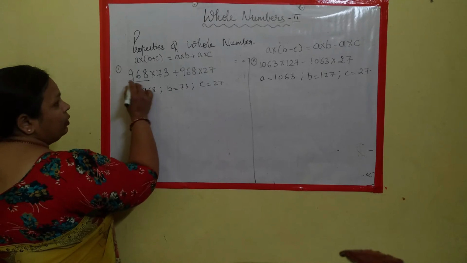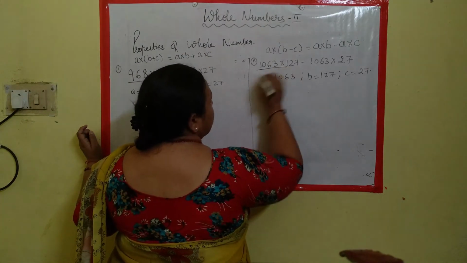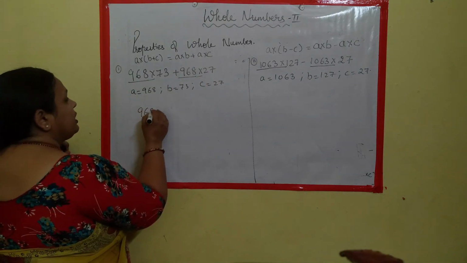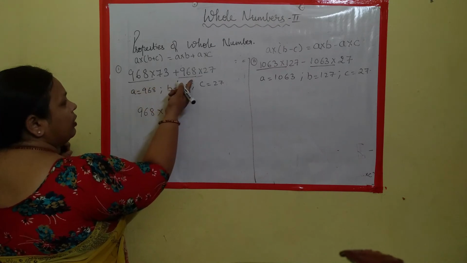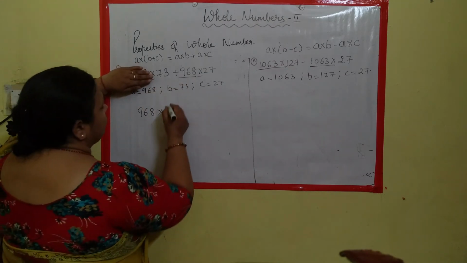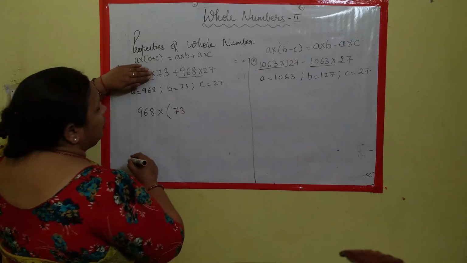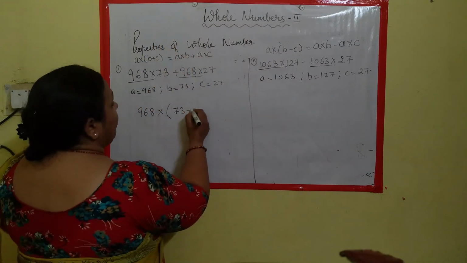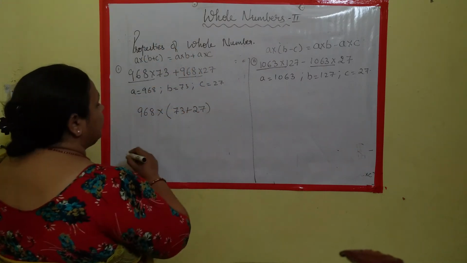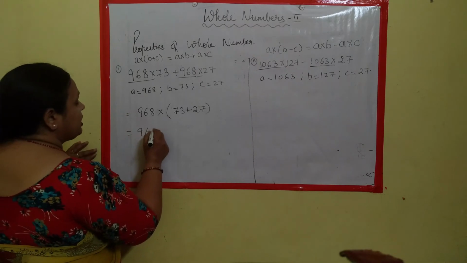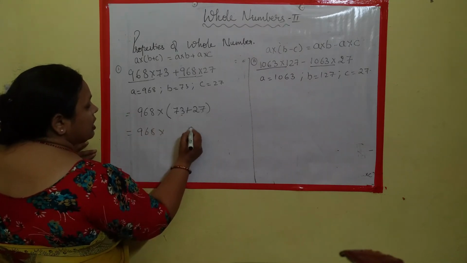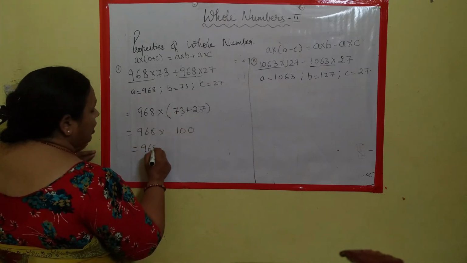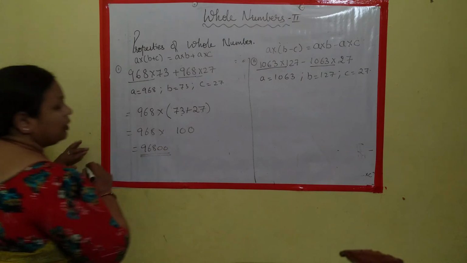So see, we know that this and this are common. Here also the multiplication part is common. So what we are going to do is 968 multiplied, we have taken it from here. What is left in the first one? It's 73. And if you cover this part, what remains in the other part? That is plus 27. So this is nothing but 968 into 100, since 73 plus 27 is 100. So the solution part is very easy, isn't it?